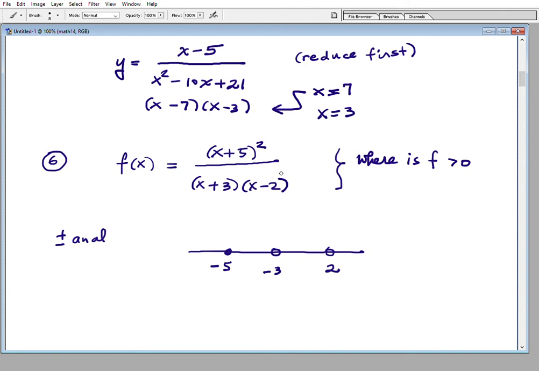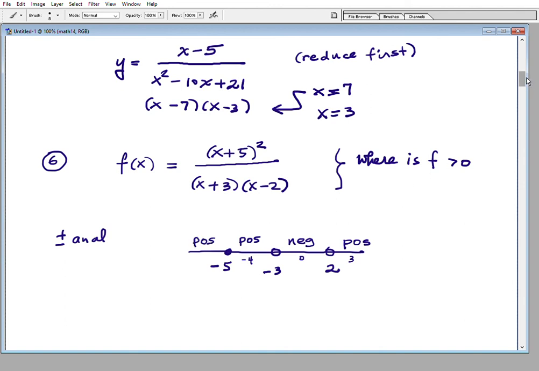So plug in values. If we plug in 3, for example, everything will be positive. So we have positive here. If we plug in, let's say 0, in between here and here, this is positive, this is positive, this is negative. So we have negative here. Here, let's plug in, let's say -4. That's in between. So this will be positive, this will be negative, and this will be negative, 2 negatives, so that will be positive. Let's say we plug in -6. This will be positive, this will be negative, and this will be negative, 2 negatives, so we have positive.